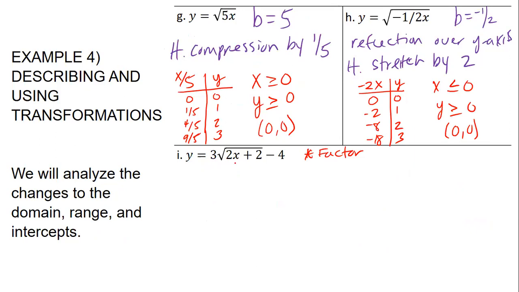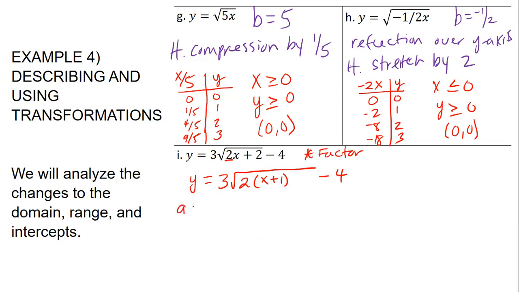So I'm going to factor out my leading coefficient, which is 2. Do we see that? The leading coefficient here is 2. So we're actually working with y equals 3 square root of 2 parentheses x plus 1, minus 4. You can't combine them. They're not both underneath the square root. I made my radical too long.